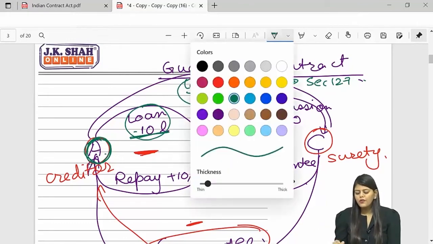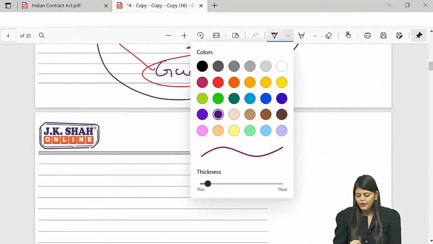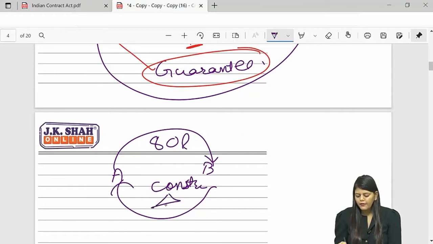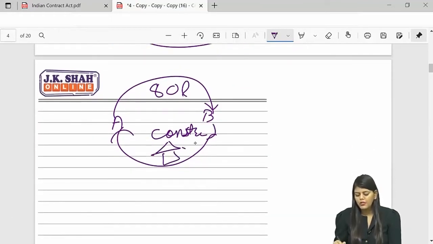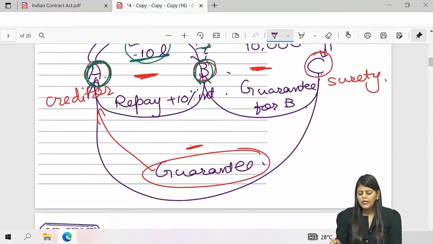Right? And students have the misconception that in practical life only loans are given, only for loans you give guarantee. Not necessary. You can give guarantee for performance also. For example, if I talk about performance, here A is giving 80 lakhs to B and B is going to construct a house. But A is scared that B might not construct the house, so the guarantor comes into the picture. So B tells A, if B does not construct, I will construct the house. Here C tells A, if B does not pay, I will pay.